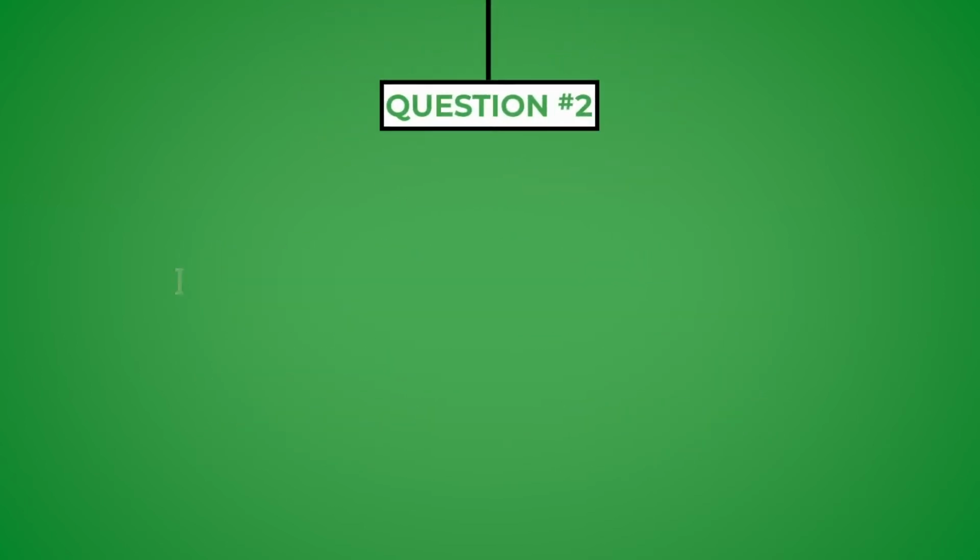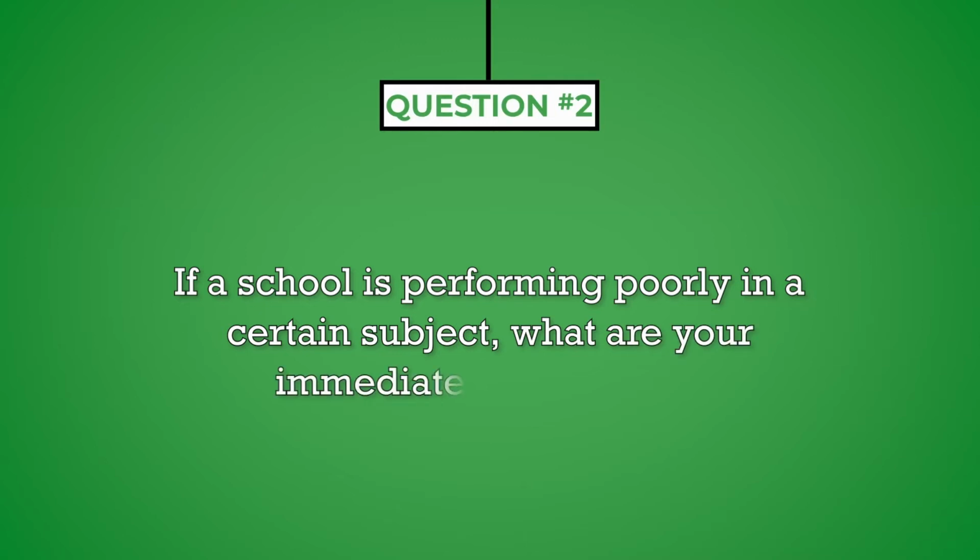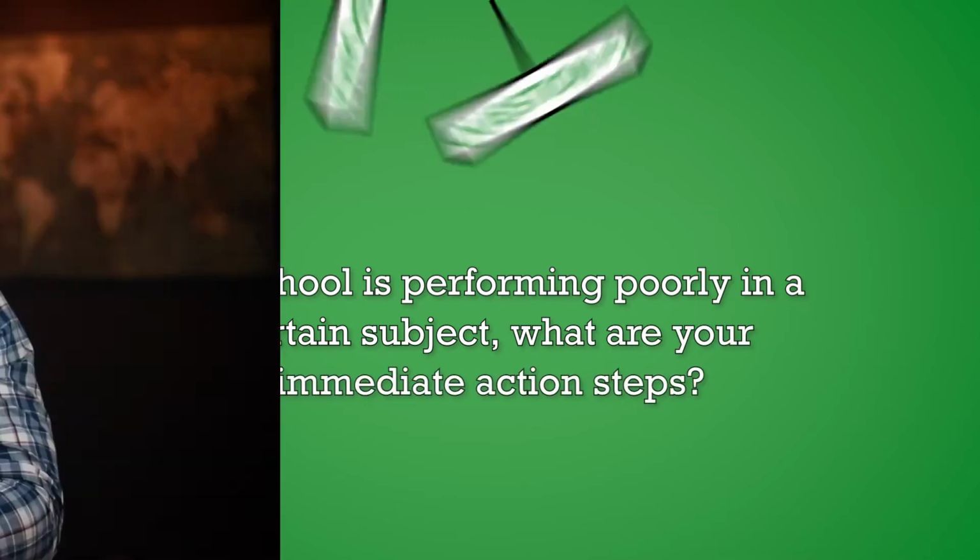Question number 2. If a school is performing poorly in a certain subject, what are your immediate action steps? Give a brief step-by-step overview of your troubleshooting process. Make sure your answer spans the short term first. If appropriate or necessary, zoom out a little bit and talk about your strategies to improve on the medium to long-term timeline.